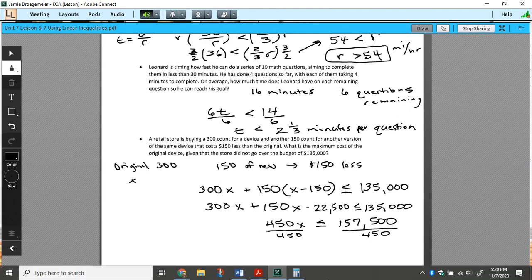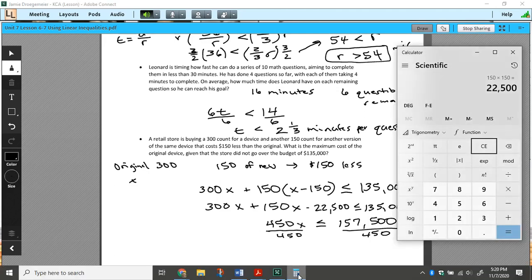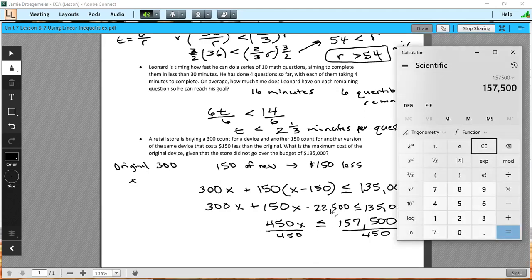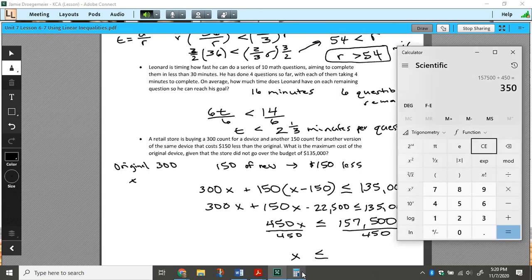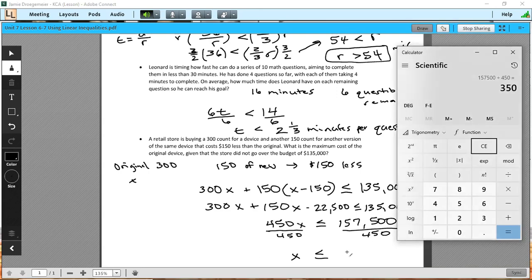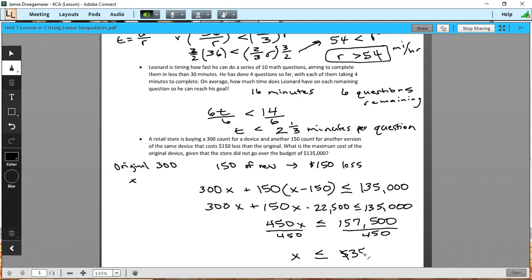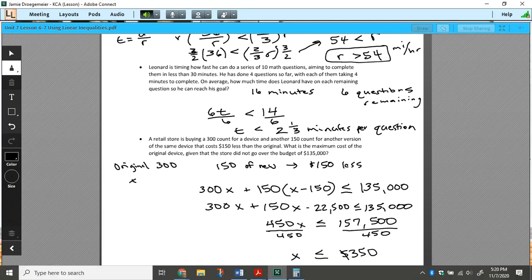I'm going to grab my calculator back up here. 157,500 divided by 450. And that tells me that the cost of the original cannot be more than $350. So that's our original. And that would mean that the other device, the most it could be would be $200.